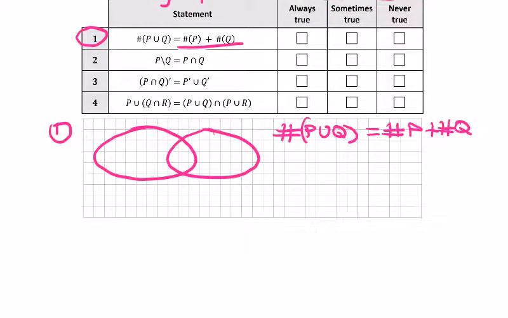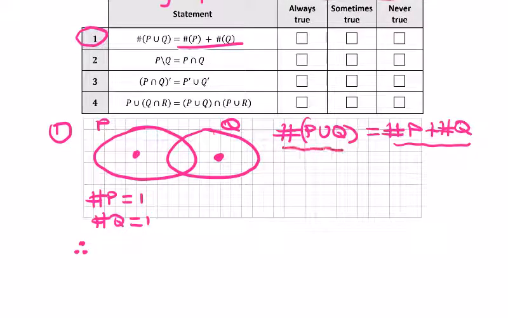Okay, let's put one element, let's label them P and Q. Let's put an element here and here. So the number in P is equal to 1, the number in Q is equal to 1. We're just setting up the simplest scenario possible. Therefore, that statement is true, because the union is equal to 2 and these two added together is equal to 2. Just not to write that out. So now scenario 2.